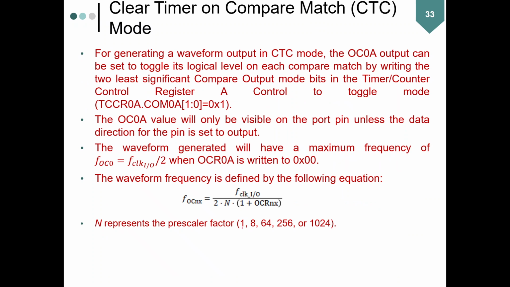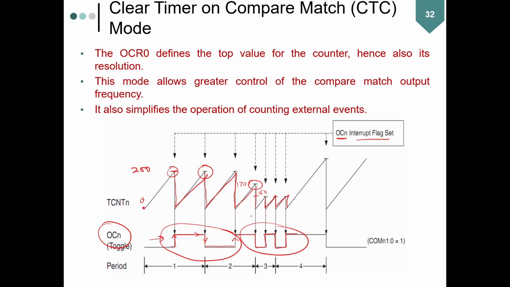Now, for generating a waveform output in CTC mode, the output compare 0A output can be set to toggle its logical value on each compare match by writing the compare output mode bits in the timer counter control register, right? So this is actually the description of what we have seen over here. What you are doing is counting from 0 to top. So whenever you change the top value, obviously it is going to go up to that point, and it is going to give you an output of varying frequency.